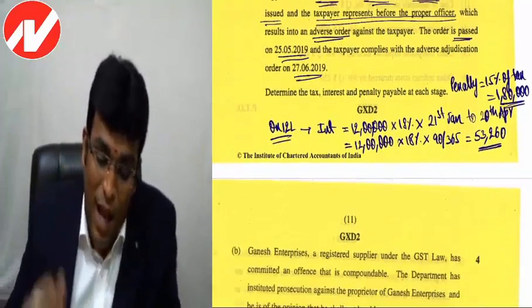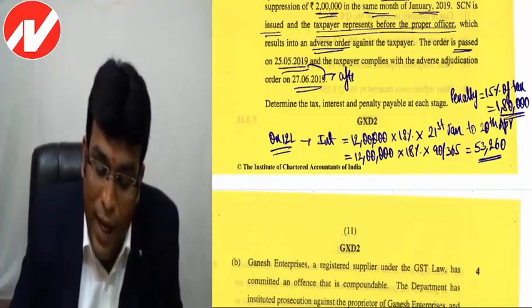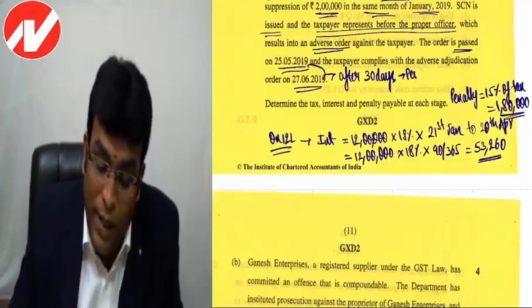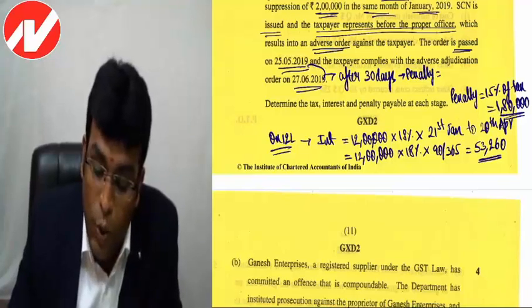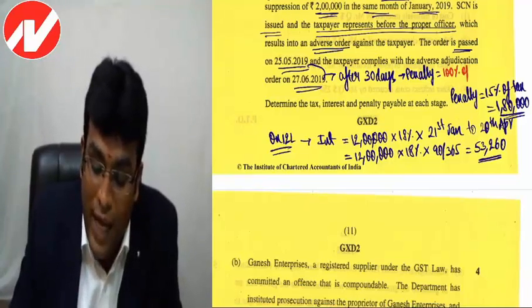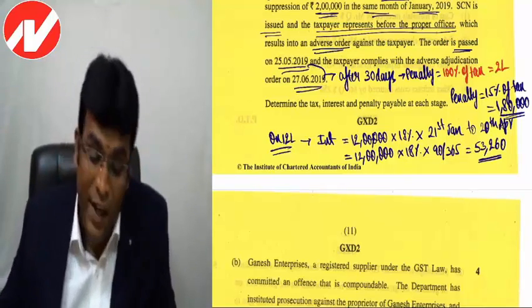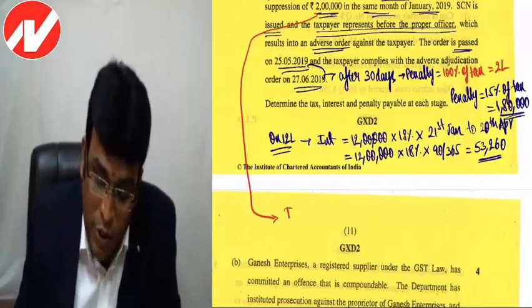Done. And when we talk about 2 lakhs, this 2 lakhs is paid after 30 days. When it is paid after 30 days, my dear friends, the penalty will be 100% of tax, which comes to 2 lakhs. And apart from that, on this 2 lakhs, you have to pay interest also.